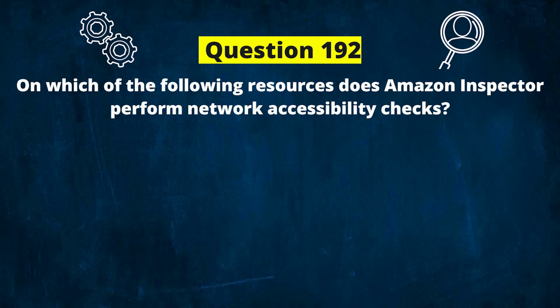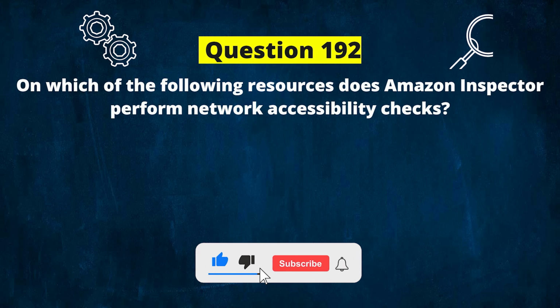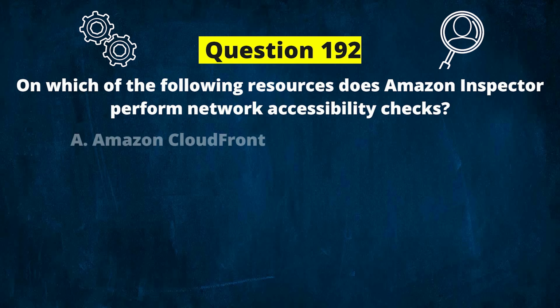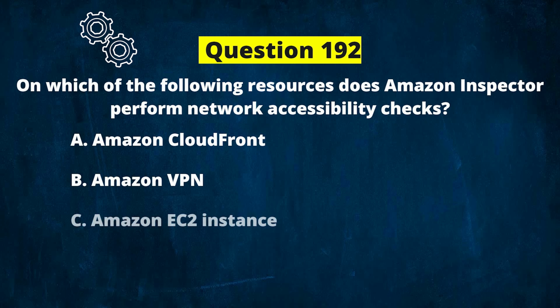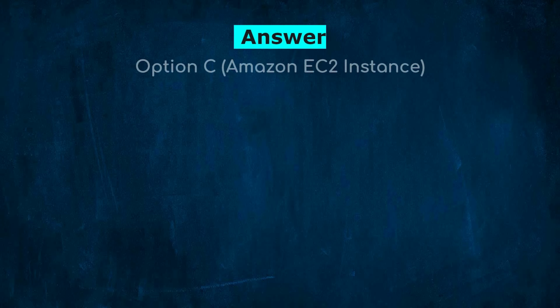Next question. On which of the following resources does Amazon Inspector perform network accessibility checks? And the options are A. Amazon CloudFront, B. Amazon VPN, C. Amazon EC2 instance, D. Amazon VPC. And the correct answer is option C.